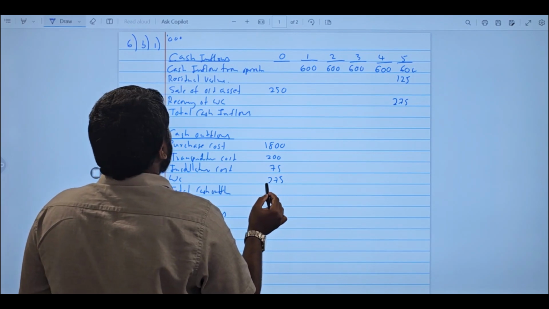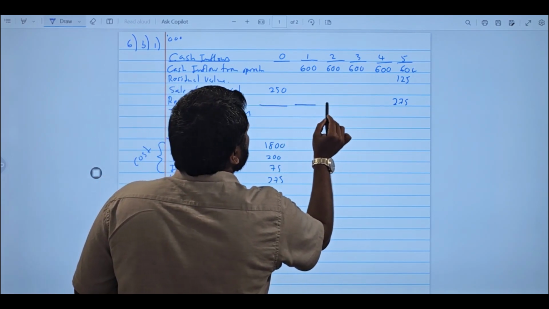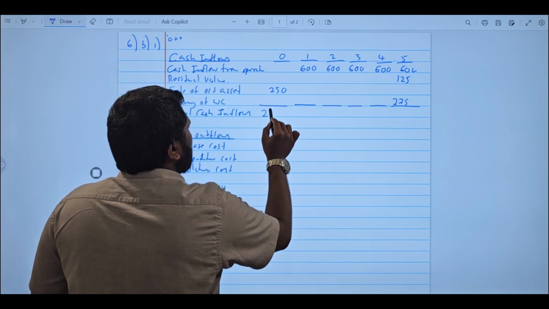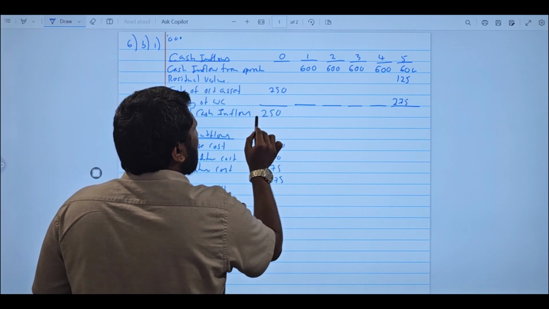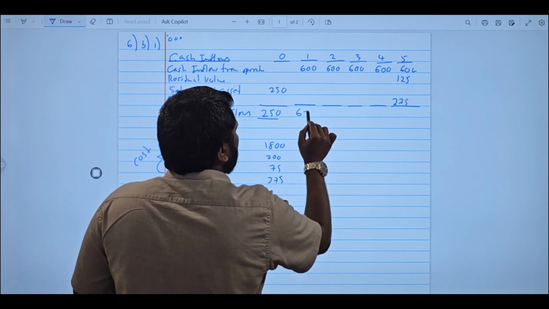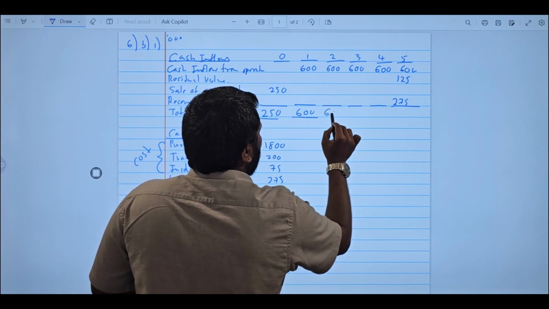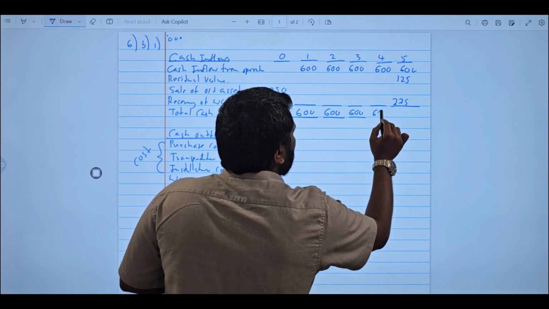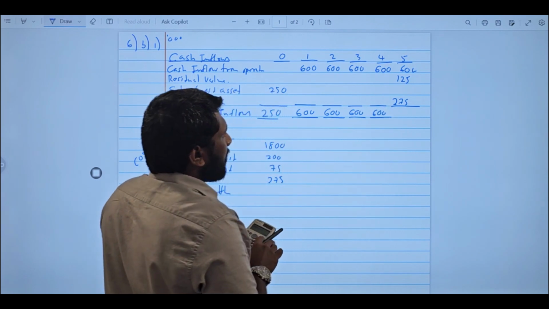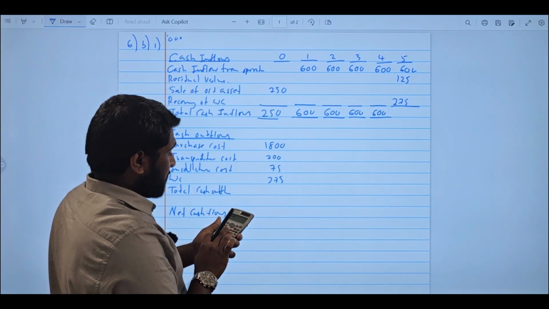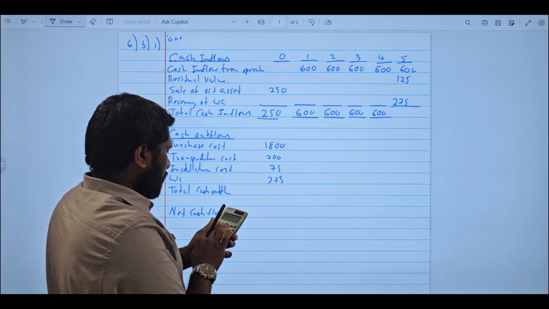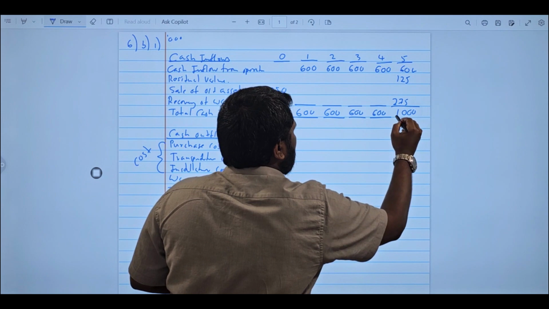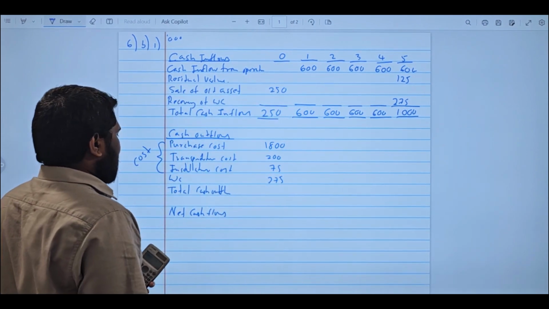Then let's get the total cash inflows for each year. Here 250,000. Here 600,000. Here 600,000. Here 600,000. Here 600,000. Here how much is that? 600 plus 125 plus 275. I am getting a value of 1000. So these are total cash inflows.